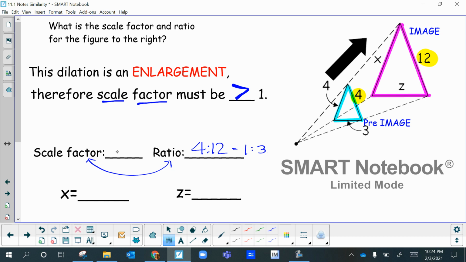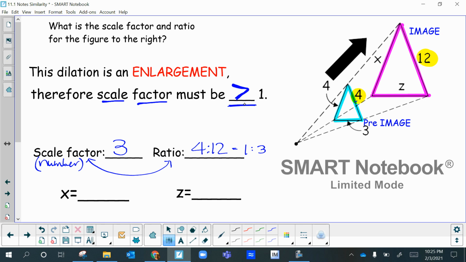Now the scale factor is simply a number, okay? So let's put that in parentheses. The scale factor is a number, a ratio looks like this, which I know you can write as a fraction, but I'd rather you just use a colon, okay? So a ratio is from small to big, from the pre-image to the image. And so how many times bigger did it get? It got 3 times bigger. So your scale factor is just simply a number, which is going to be greater than 1, and 3 is greater than 1. And that's it.